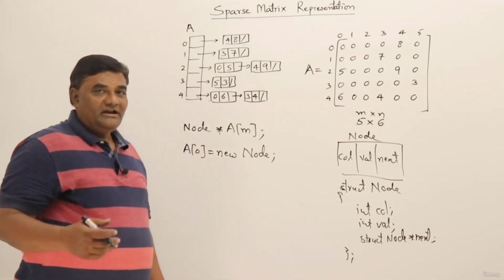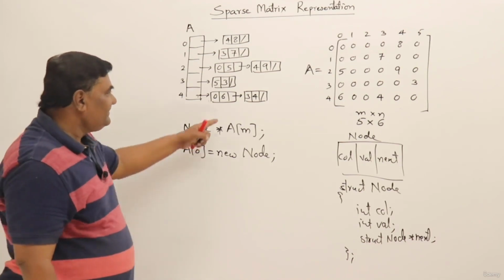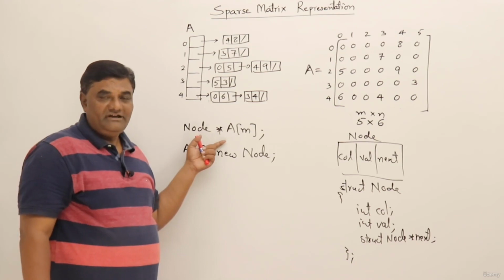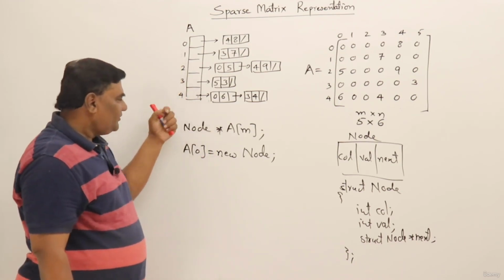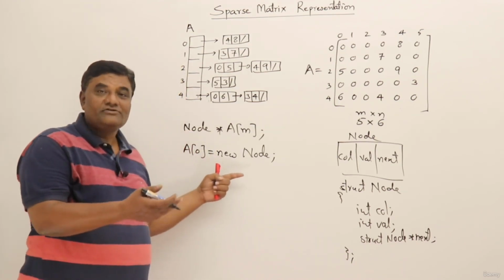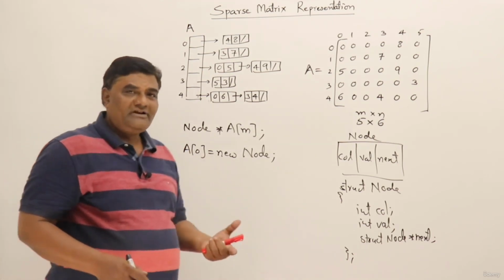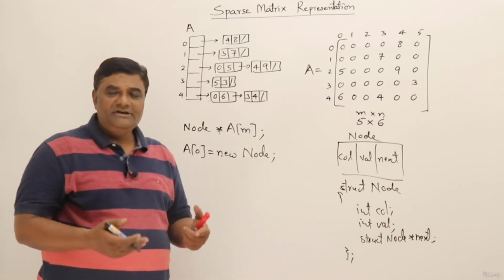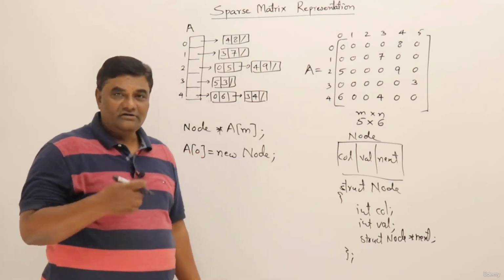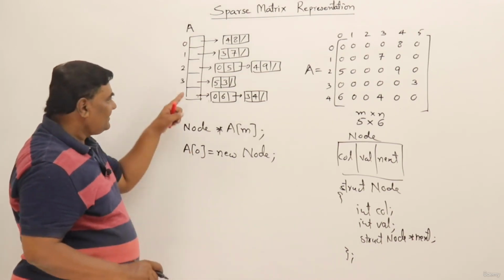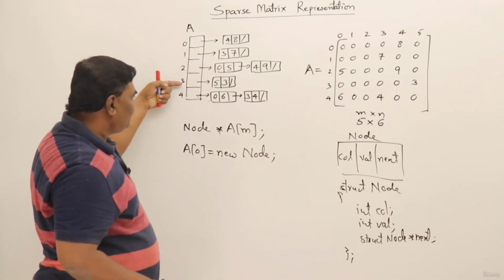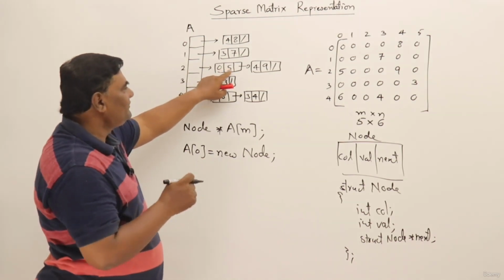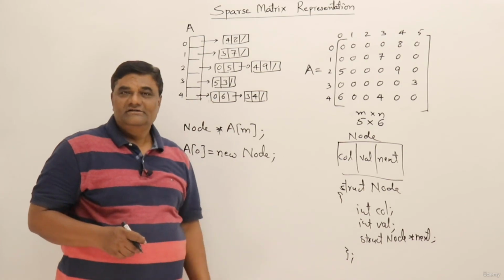You can write a program, a procedure for creating this type of structure. I have just given the idea here of how to create it: create an array of pointers, then at each location create a linked list of non-zero elements. You can write a program that takes input from the keyboard, asking for the row number, column number, and the non-zero element. For a given row number, that is in that particular index, you can create a node having column number and the non-zero element, and form a linked list.